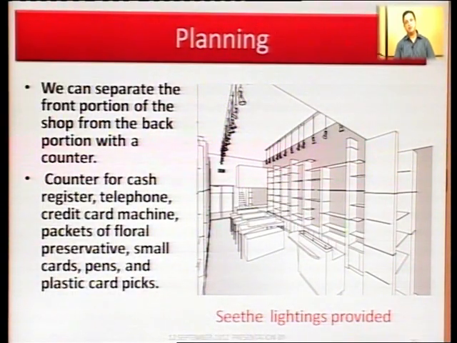We can separate the front portion of the shop from the back portion with a counter. Yes, this is one of the options for separating two different areas. A counter for cash registers, etc. can be placed in the front. See the lighting provided. Here we can see different lighting sources and a number of lighting sources. Flowers need to be highlighted and lights can highlight them very effectively.